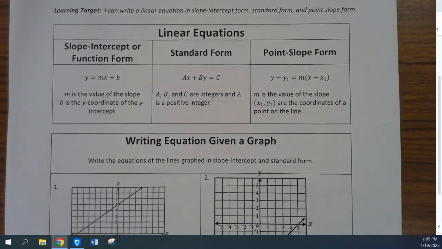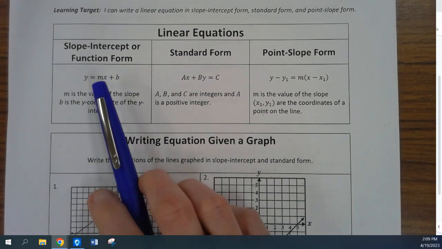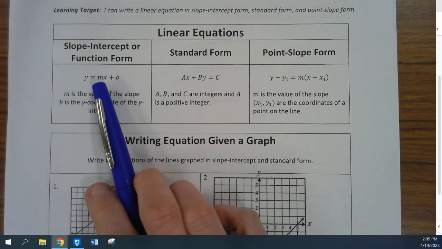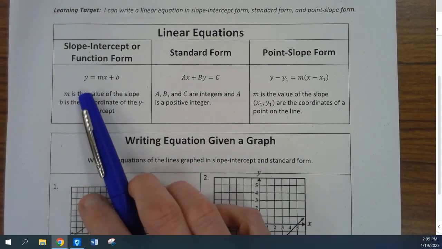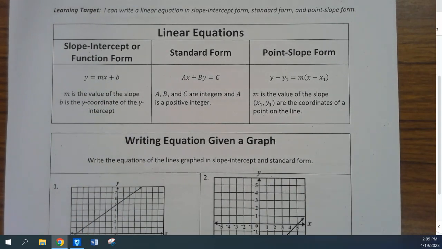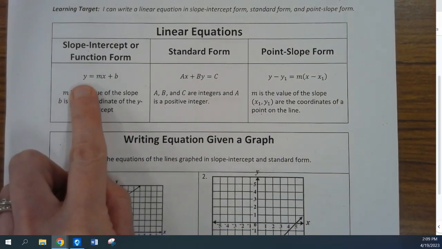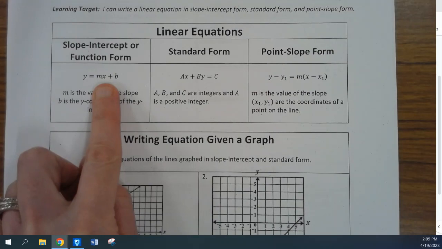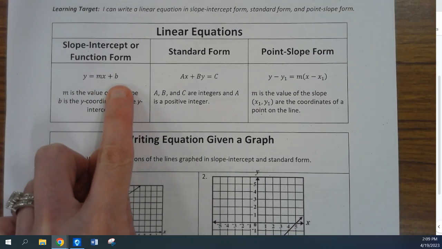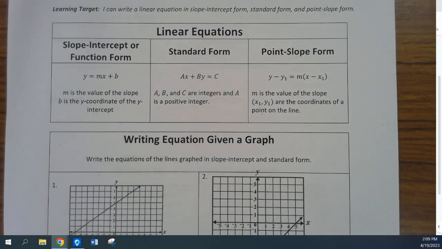In this video, we're going to look at 3 different ways that we can write an equation of a line. So as we've gone through writing equations, we've looked at our slope-intercept or our function form, which is that format where y is equal to mx plus b. Basically, we can see that it's in slope-intercept form when our y is by itself, and then we have the x on the other side and possibly some number added on at the end.